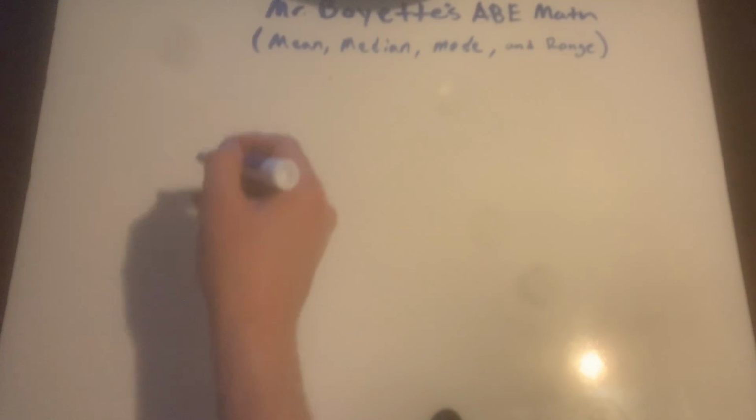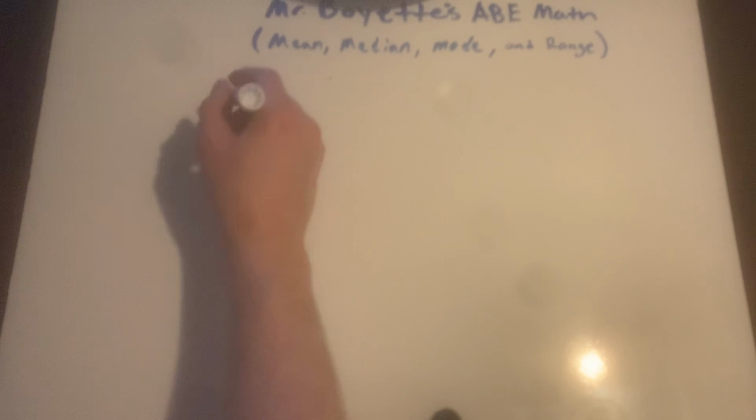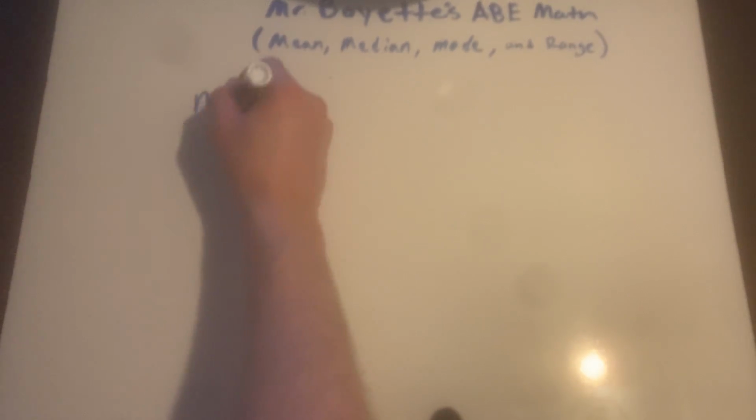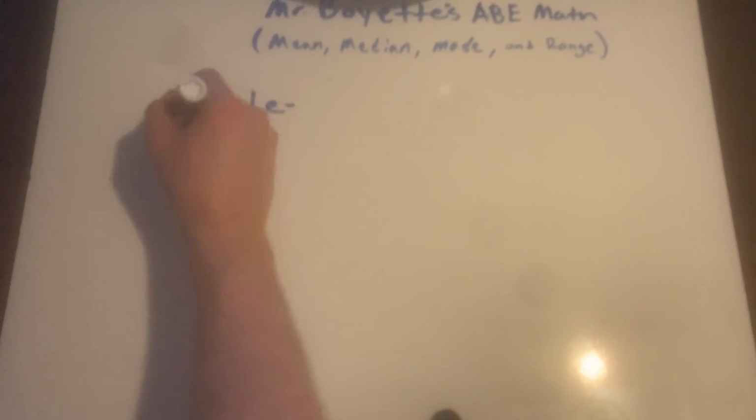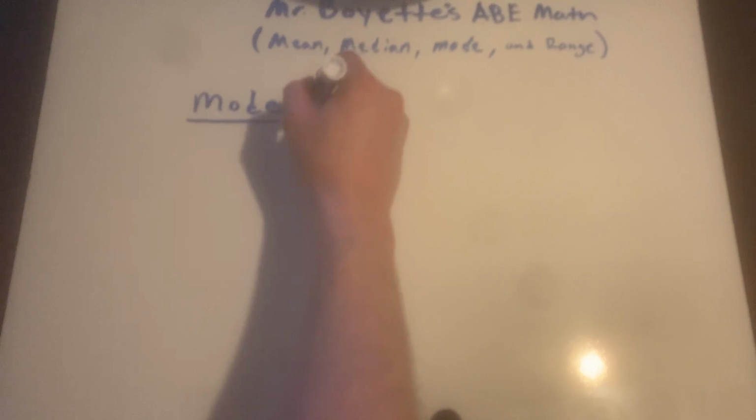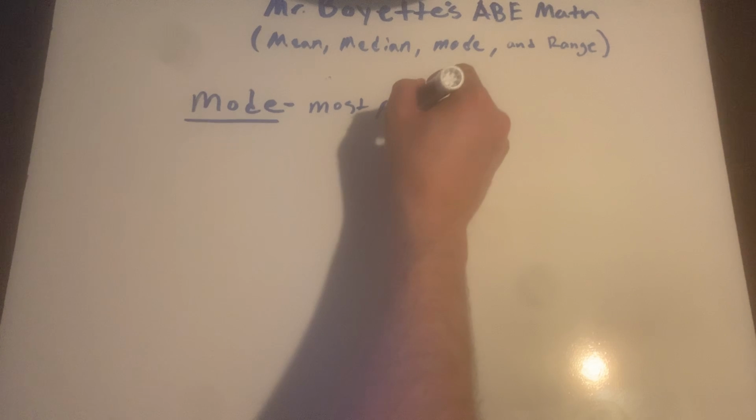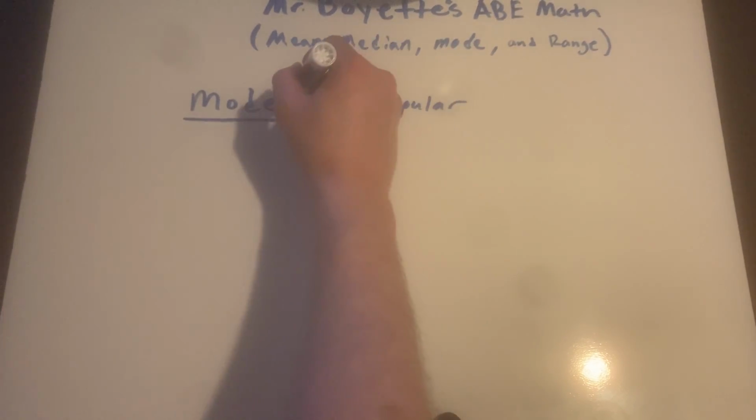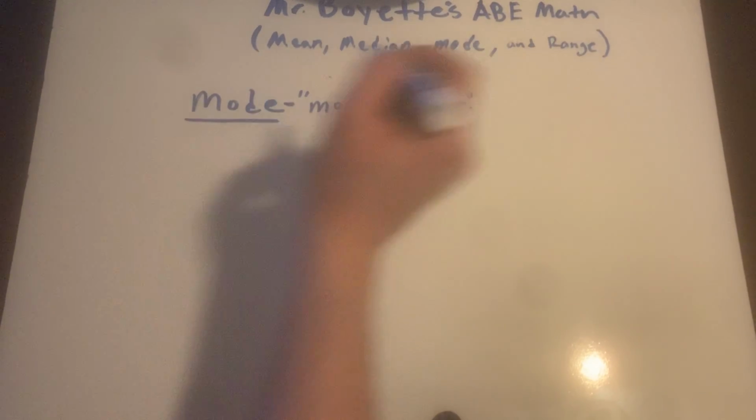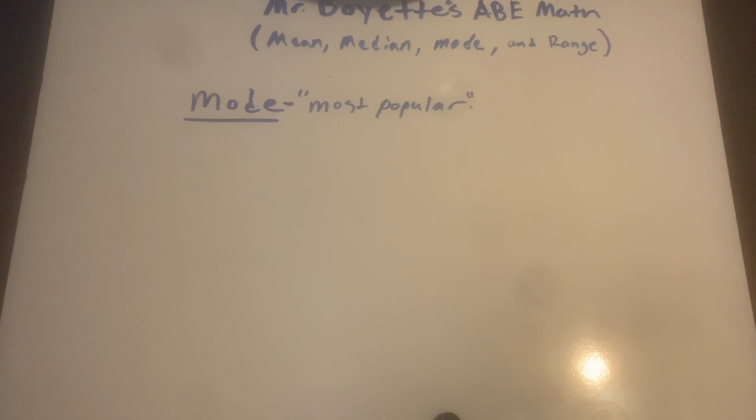All right. So, first thing we're going to talk about is mode. So mode's kind of easy, because mode is just the most popular number. So I'm going to put here most popular. What the most popular number means is the number that occurs the most.